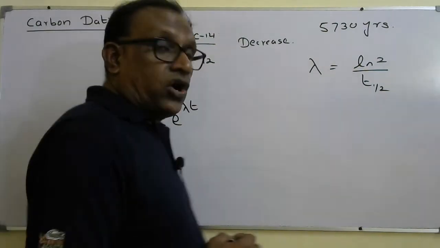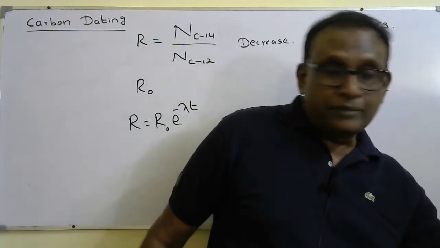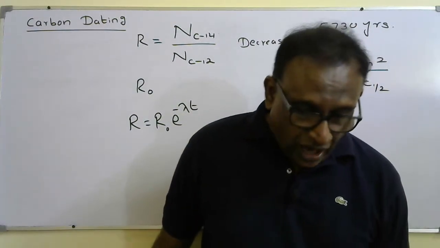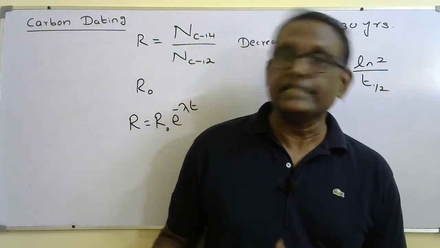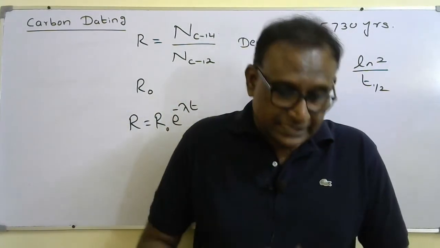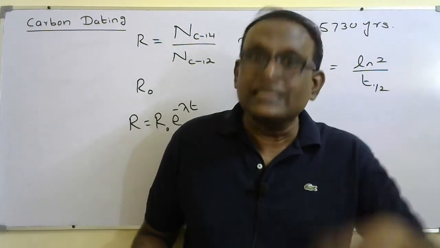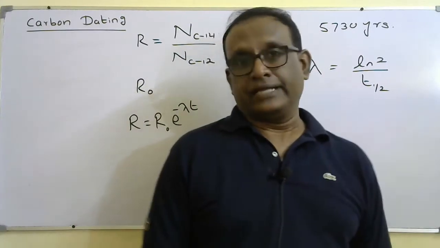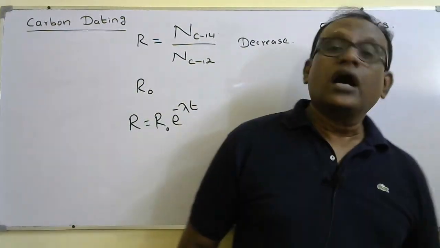We call it the age of the sample, but even though we call it the age of the sample, actually what we are finding is how many years ago the organic sample died. We can't say how many years it lived, but we can say how many years ago the organic sample found in the archaeological site died. That's all we can find. So that is called the age of the sample. This is called carbon dating.